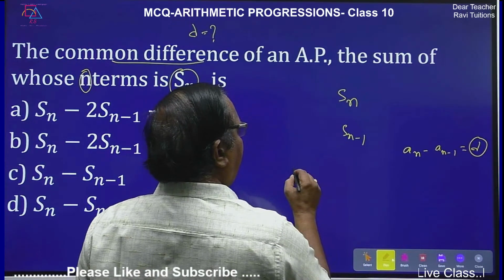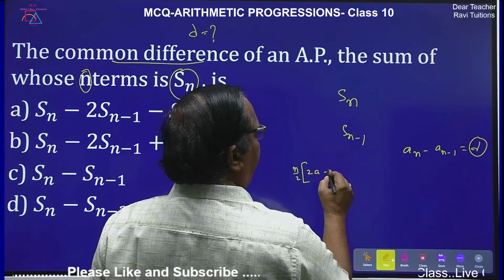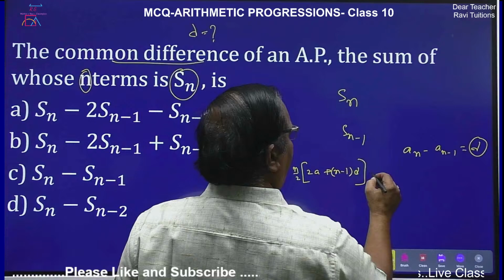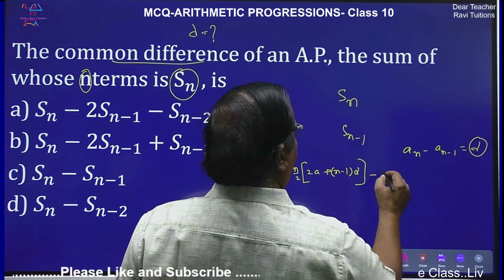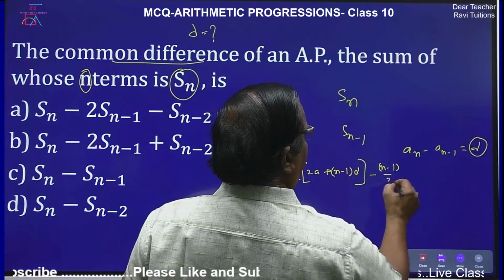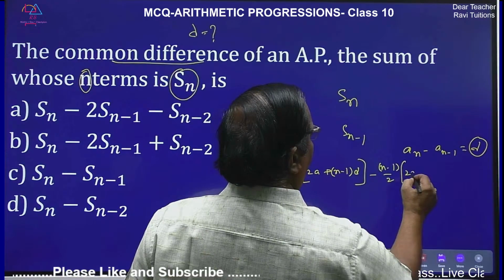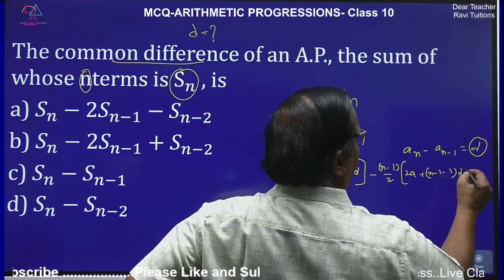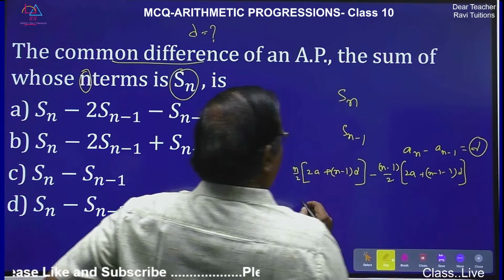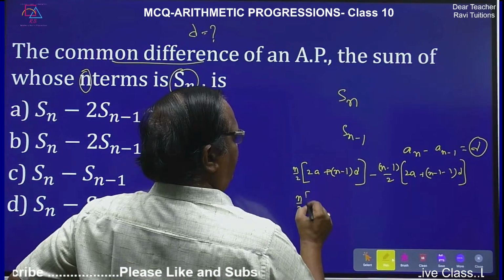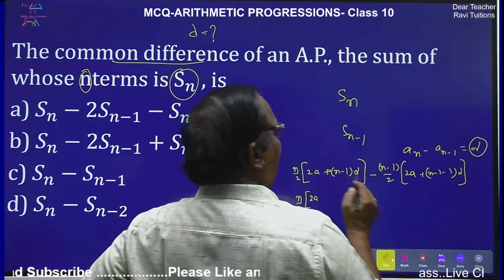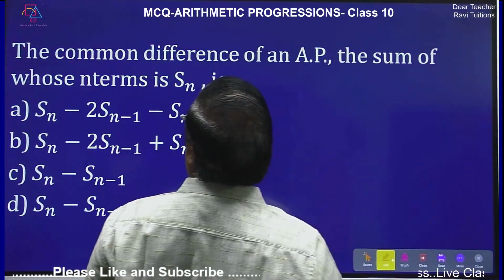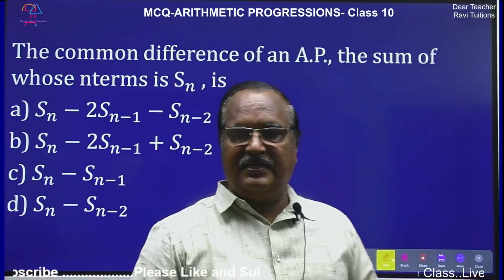So n by 2 into 2a plus n minus 1 into D, minus the other one, n by 2 into 2a plus n minus 1 into D. So whether you are getting it or not, you have to find out. So now what is the answer?